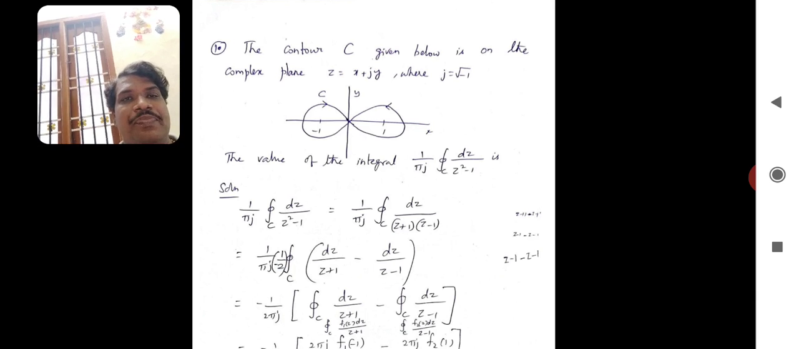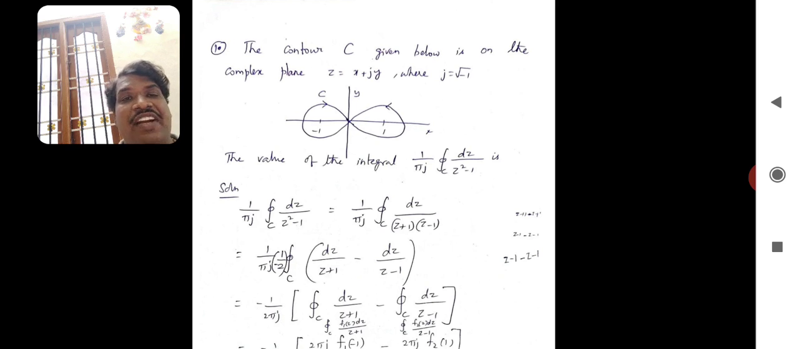Now coming to the 10th problem. The contour capital C given below is on the complex plane z equals x plus jy, where j is root of minus 1. And they have given the diagram for the closed curve capital C. It is something like a loop which is passing through the origin, and it covers the point z equals 1 and z equals minus 1. That is very important. And a very important observation is the closed curve C covers the point z equals 1 in anti-clockwise direction, which is a positive direction, whereas the same closed curve C covers the point z equals minus 1 in the clockwise direction, which is negative direction.